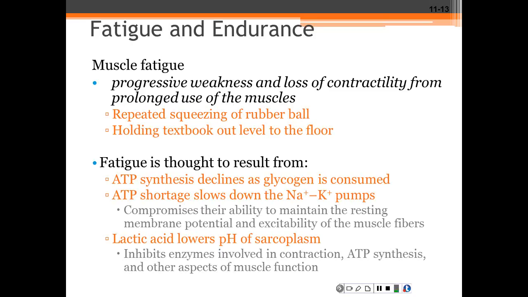Even holding a textbook, like the next example, is holding a textbook out level to the floor. So holding a textbook and extending it out in front of you. Over time your muscles are going to be tired and weak. So fatigue is thought to result from ATP synthesis declines as the glycogen is consumed. So ATP is not being produced anymore, but our glycogen is being used.